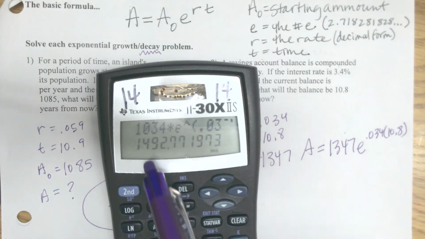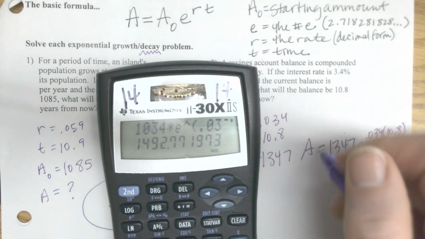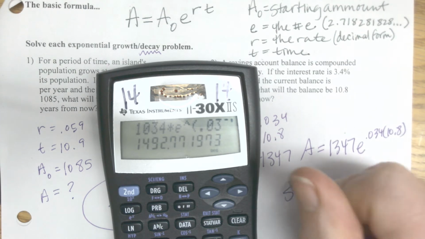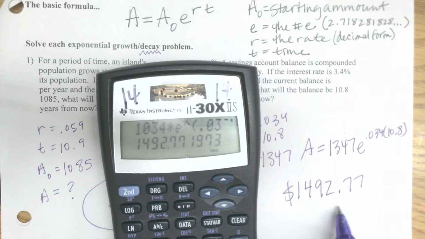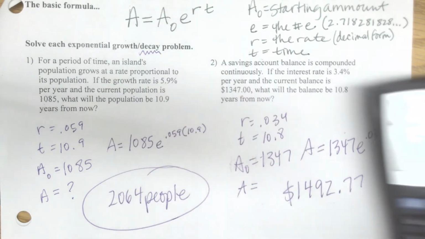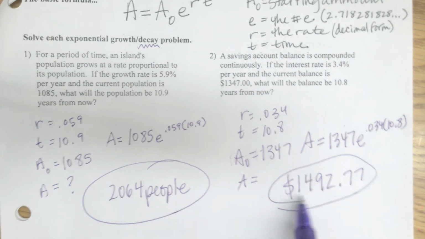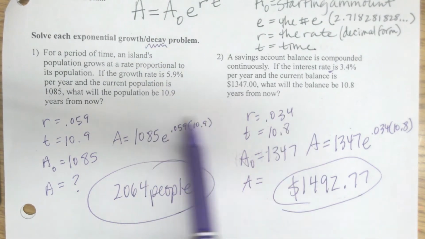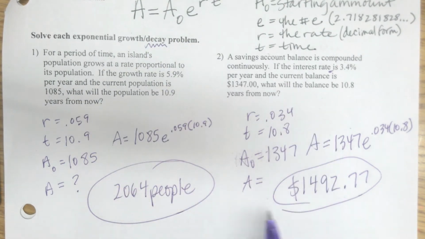And I got 1,492. Now this one, 1,492, I'm going to put 77 cents on the end because this one I'm talking about money. So how you answer your question can change. What we use to get the answer doesn't change. How we answer can change according to the situation.